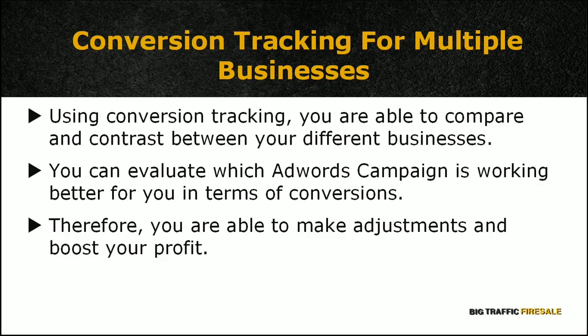How about if you have multiple businesses to take care of? Well, it surely can come in handy too. By using conversion tracking, you can compare and contrast between the two businesses and see which AdWords campaign is working better for you in terms of conversions. If you track that your business A is converting relatively better than your business B, you can decide on ways to improve by allocating more of your advertising budget to business B, or you can make adjustments to your AdWords campaign to boost your profit in business B even more.